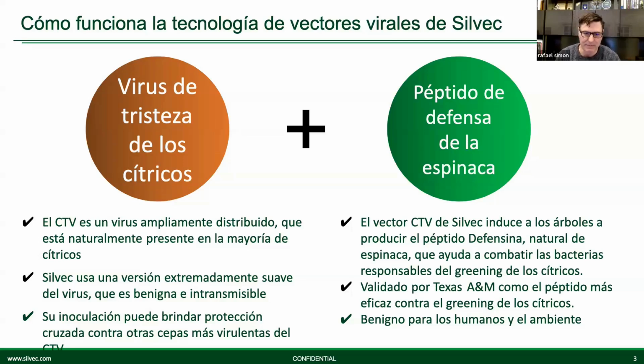And just a little bit about defensin peptides. These are copied directly from what's in spinach. Spinach is one of the least allergenic foods out there, and the amount of peptide that's being produced is relatively small, at least 100 times less than what you would get from eating spinach. And we've done a large amount of toxicology studies, and it is currently in front of the EPA for final approval.